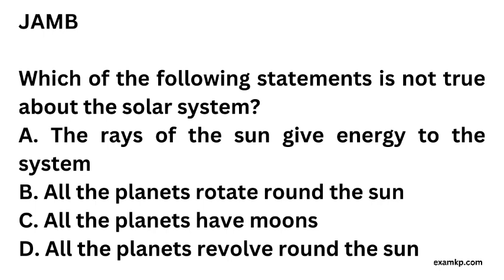Now look at C. All the planets have moons. Wait a minute, what did we just say about Mercury? It has no moons. Venus has no moons either. So statement C is definitely not true, and that means it's our answer.